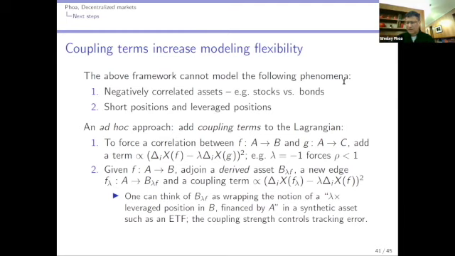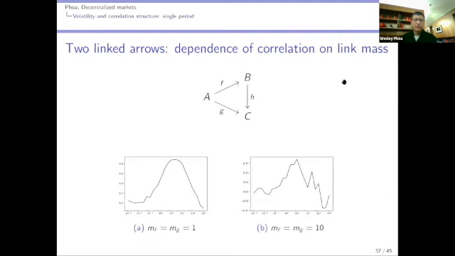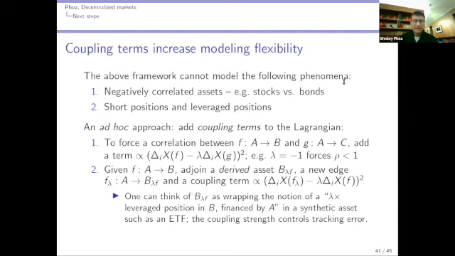So in order to do that, it's a bit unpleasant. But you can do that in an ad hoc way by adding coupling terms to the Lagrangian. So if you've got two arrows, F and G, in this situation, if you want to force them to be negatively correlated, then you could add a new term to the Lagrangian that was proportional to the difference between their shocks, and the constant that you add there is going to determine that relationship in expectation. And if you wanted to model, say, a short position or a leverage position, then you actually join a new asset and then do the same thing.